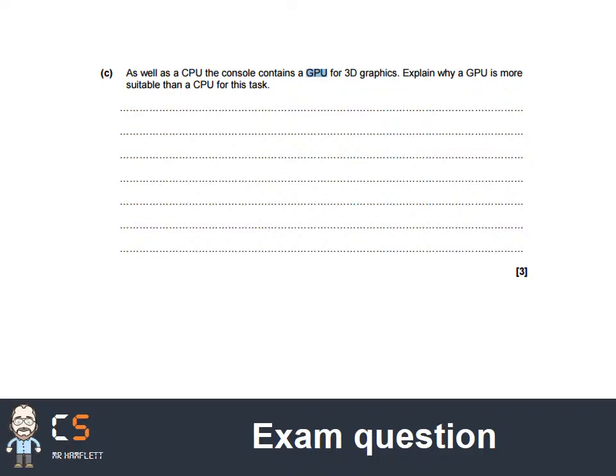As well as a CPU, the console contains a graphics processing unit for 3D graphics. Explain why a GPU is more suitable than a CPU in this task. Now, for this question, you need to think about, okay, what's the core idea behind a GPU? What does it do? How does it differ from a CPU? And then you can use it to answer this question. So, in the previous question, looking at the open source, it means that core functionality is already available. The company just has to make amendments and changes to it, and that saves time and money.